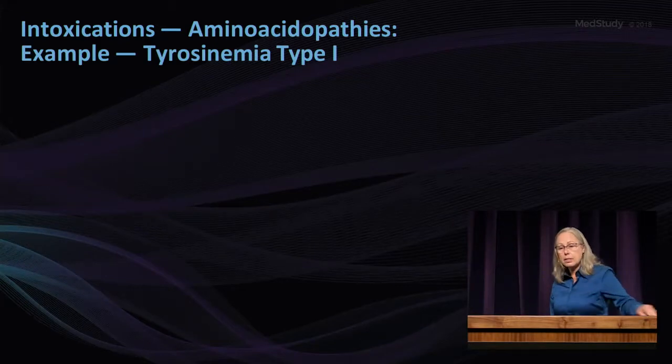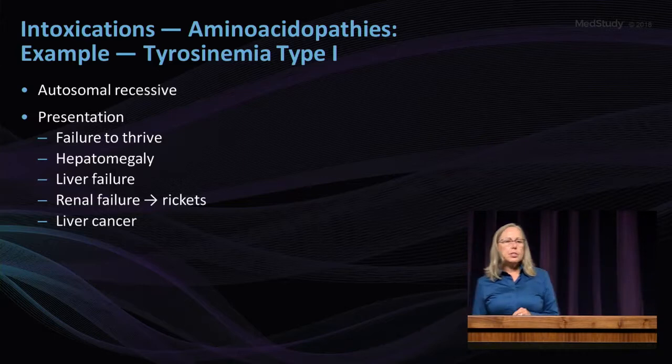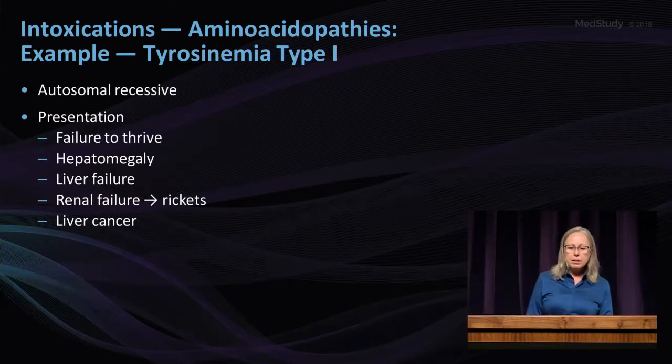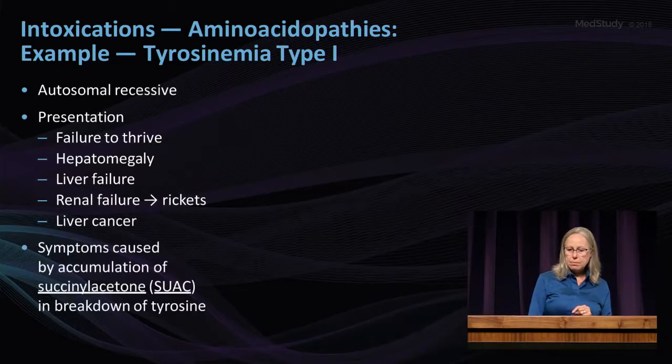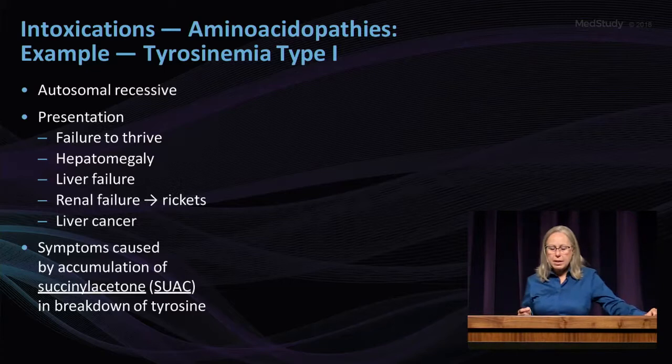All right, tyrosinemia type 1, autosomal recessive, presents with failure to thrive, a big liver, renal failure, and rickets, and liver cancer. The symptoms are not because of the high tyrosine, but downstream, it's making a compound called succinyl acetone, and that is poisonous to your liver and to your kidneys.